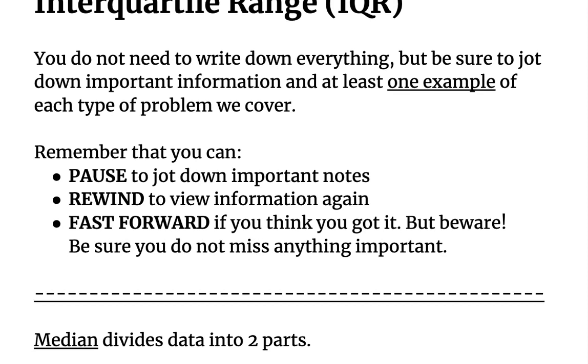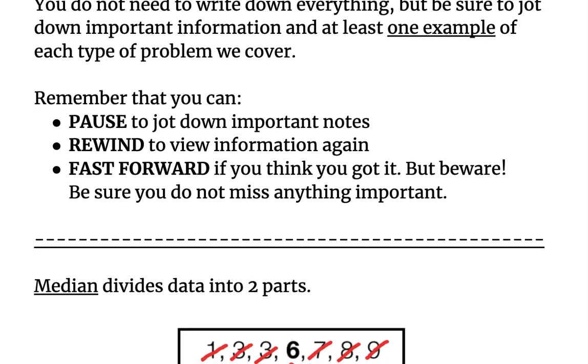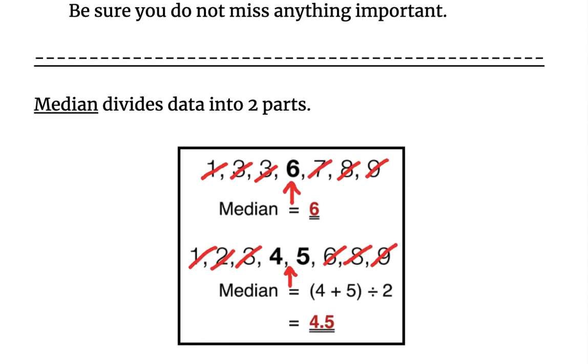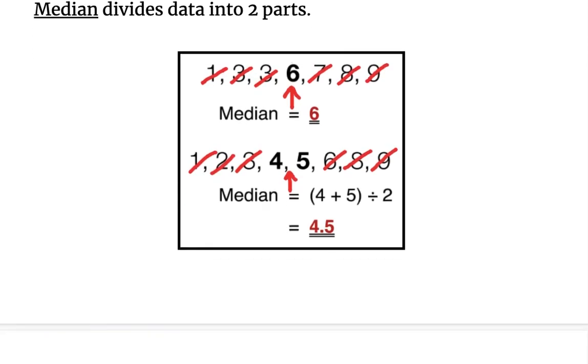So as a review, the median divided our data into two different parts because it's the middle. The interquartile range, or IQR, is basically built on that same concept. So we had crossed out the same amount in the front and the back in order to get to the middle, to find the median.